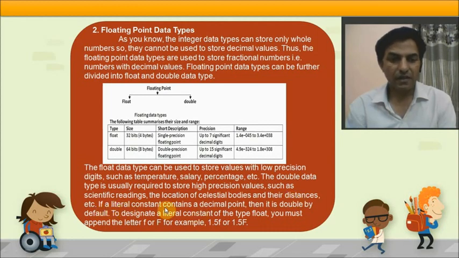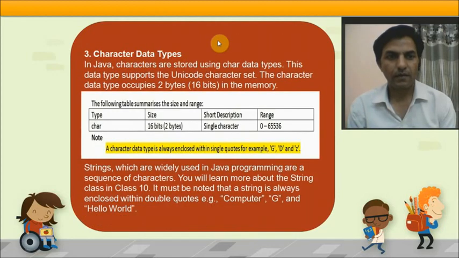If a literal constant contains a decimal point, then it is double by default. To designate a literal constant of the type float, you must append the letter f or capital F. For example, if I write 1.5f with a small f or 1.5F with a capital F, this F denotes a floating point or float value. Third one is the character data type.